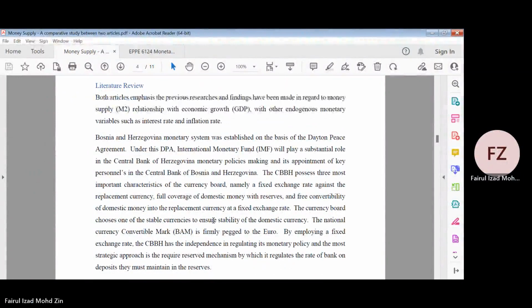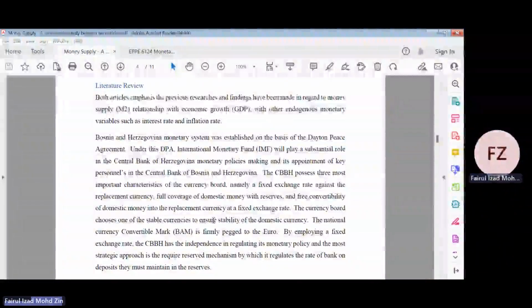Under this DPA, the International Monetary Fund (IMF) plays a substantial role in the Central Bank of Bosnia and Herzegovina's monetary policy making and in the appointment of key personnel in the central bank.